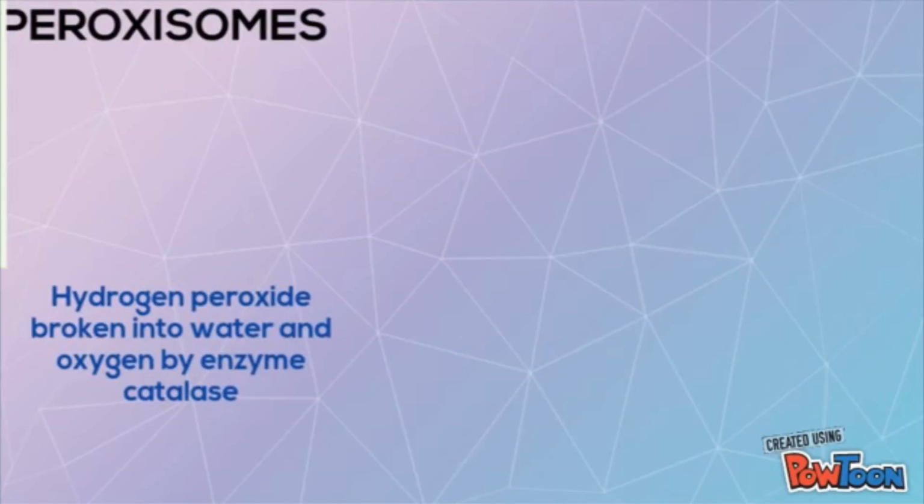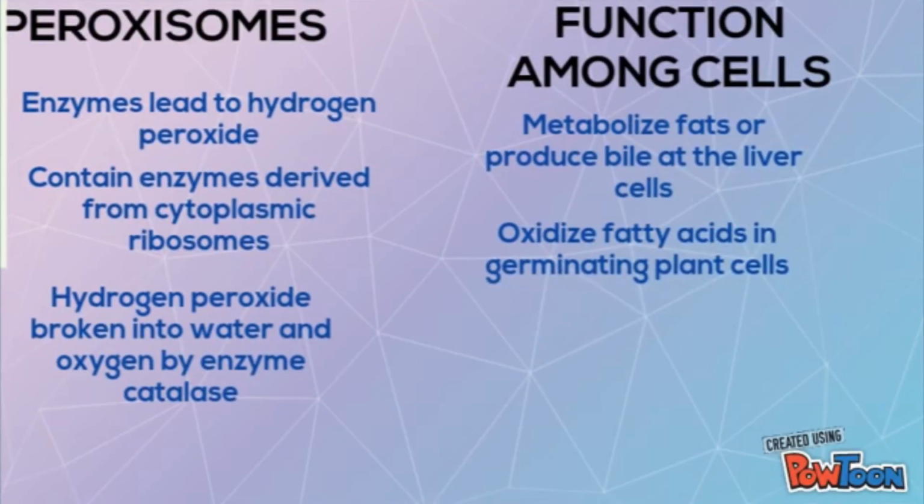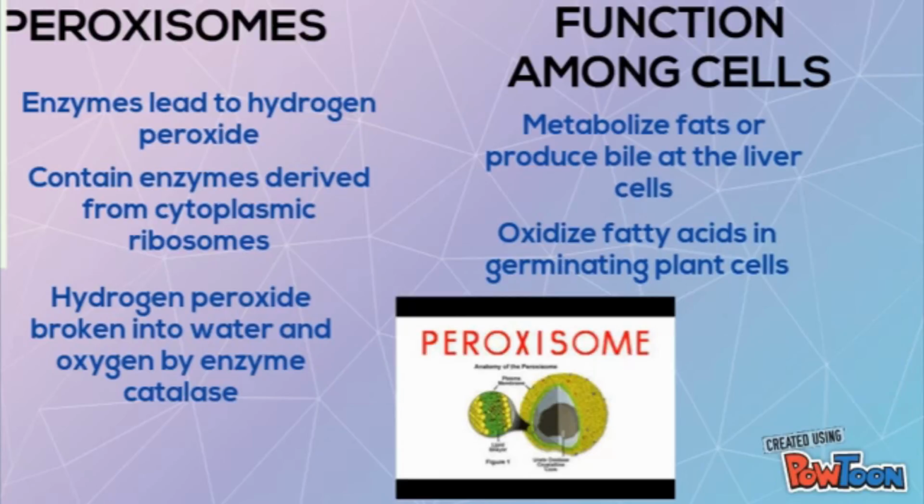Peroxisomes: enzymes lead to hydrogen peroxide. They contain enzymes derived from cytoplasmic ribosomes. Hydrogen peroxide is broken into water and oxygen by the enzyme catalase. The functions are to metabolize fats or produce bile in liver cells and to oxidize fatty acids in germinating plant cells.